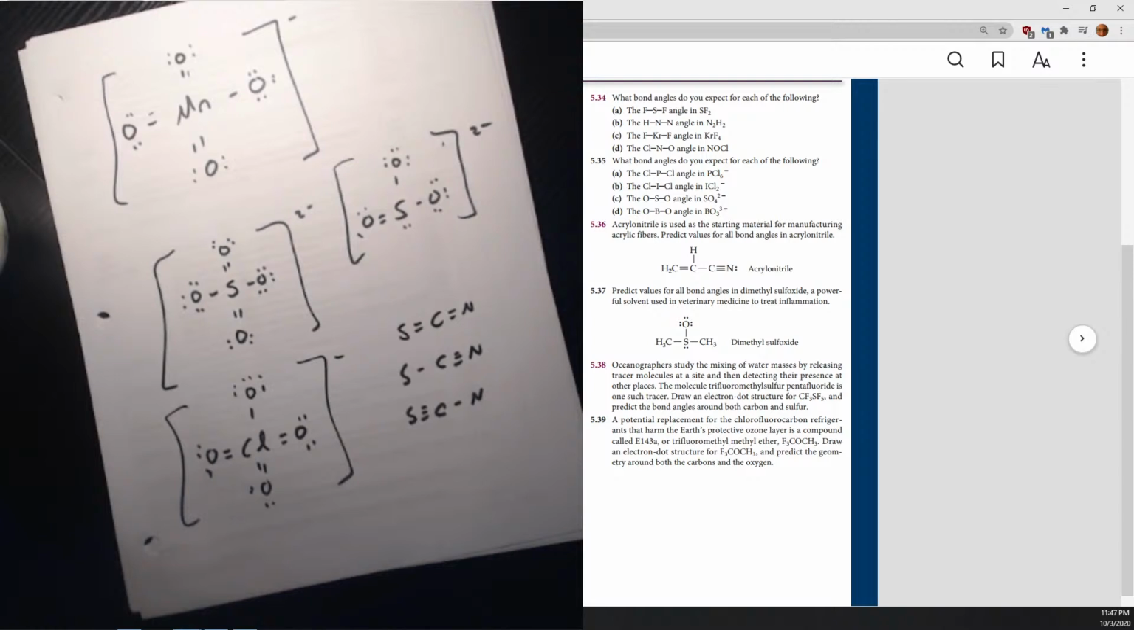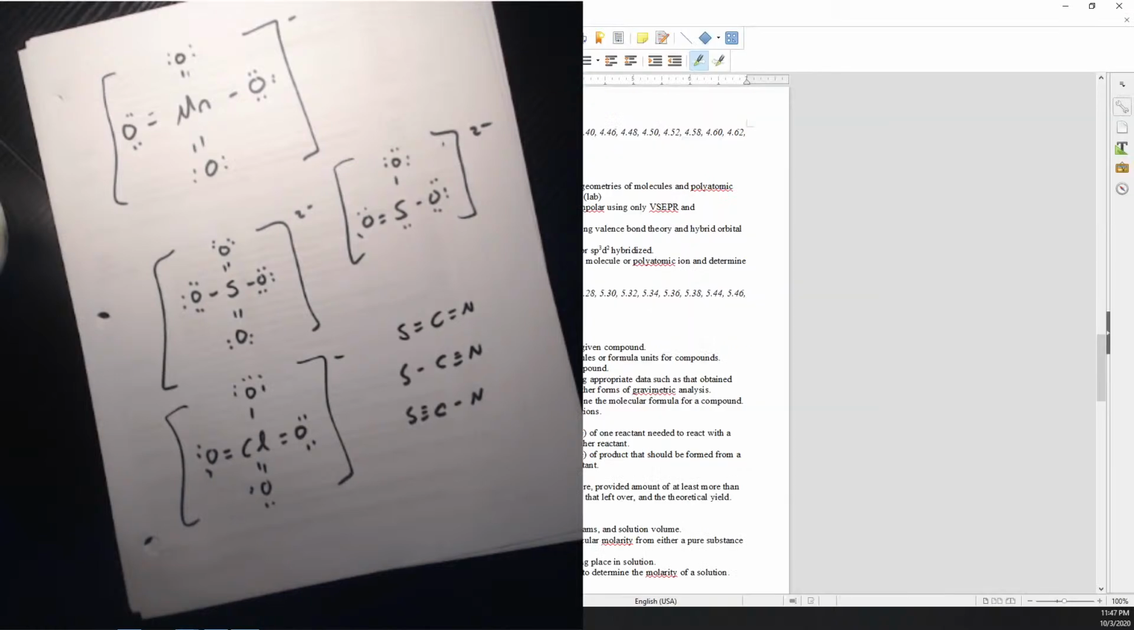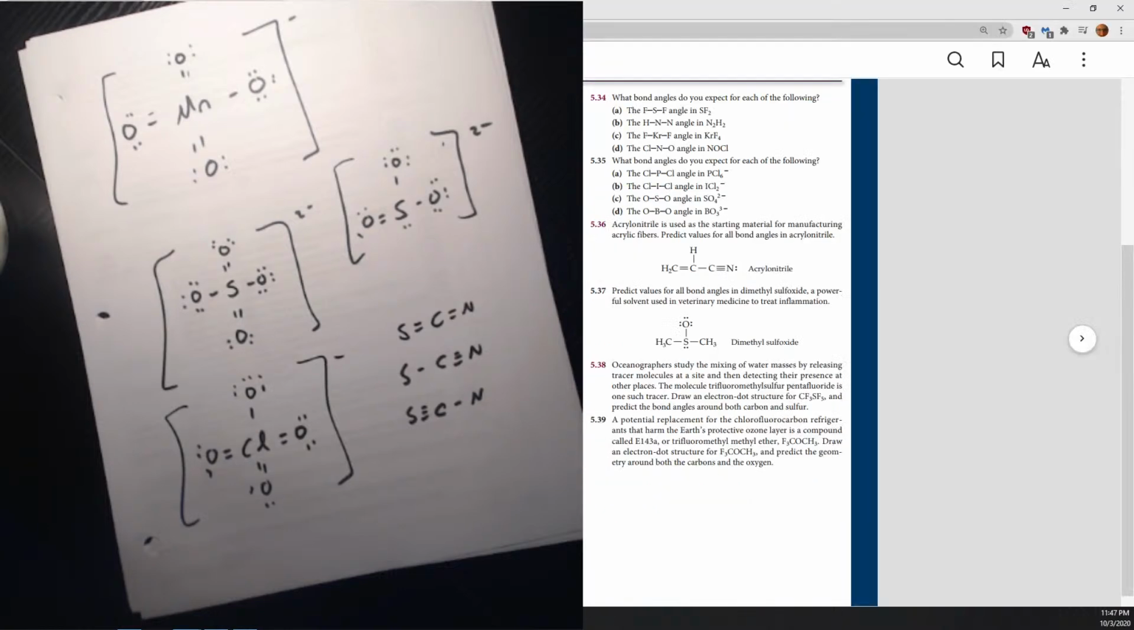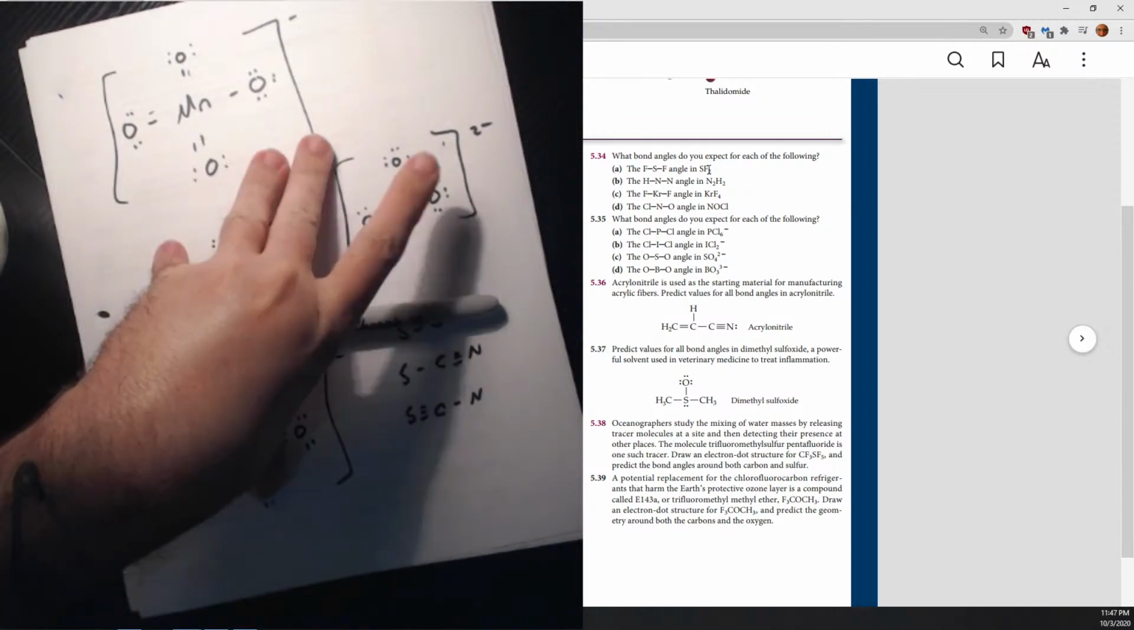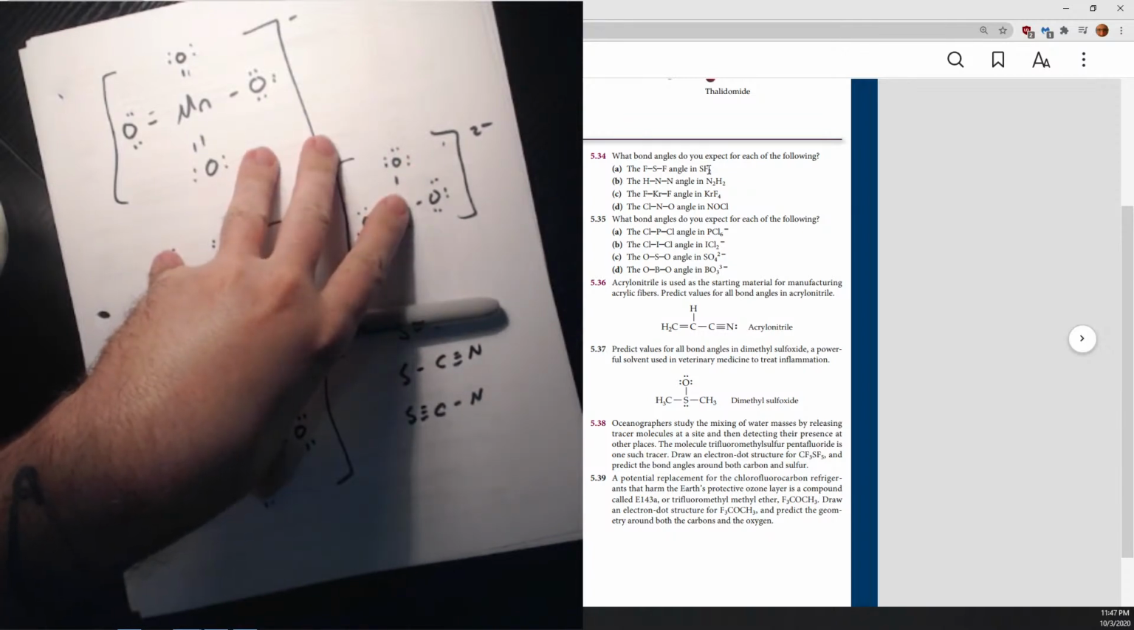All right, and where was the cutoff point for? We're going up to 38. 34. What bond angles do you expect in each of the following? So SF2 is going to be bent, so it's going to be less than 109.5.